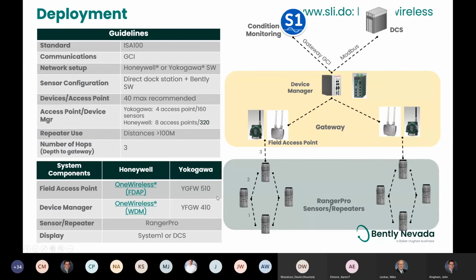So let's just say there's another Ranger Pro over here. I'm going to direct traffic to this Ranger Pro and this Ranger Pro instead of from here to here. So it'll reroute and mend the network, heal the network, so to speak. So number of hops, we really don't recommend more than three. It can be done, but it's just not as robust.